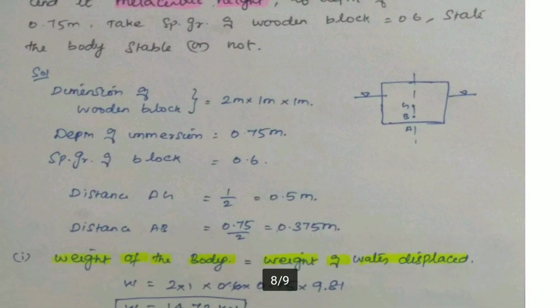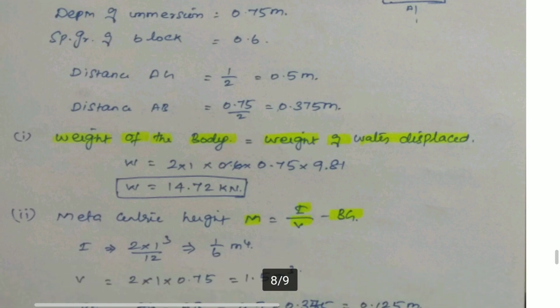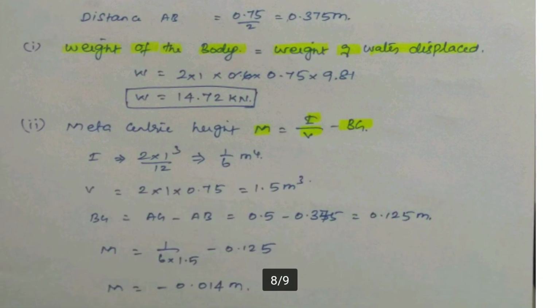Now distance AG, that means center of gravity, is height by 2, 0.5 meter, and distance AB, depth of immersion divided by 2, you will get 0.375. Now we can calculate the weight of the body, which equals the weight of water displaced. So weight of the body equals 2 meter into 1 meter into 0.75 into unit weight of water 9.81. So W equals 14.72 kilonewton.